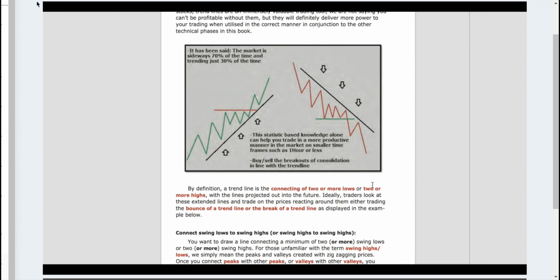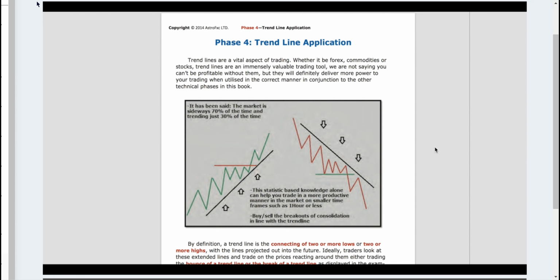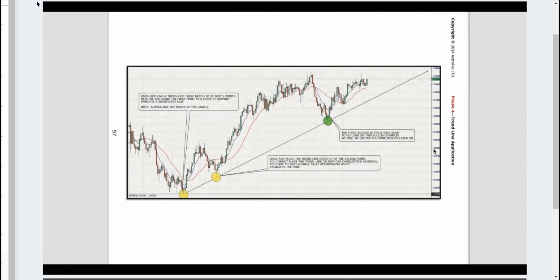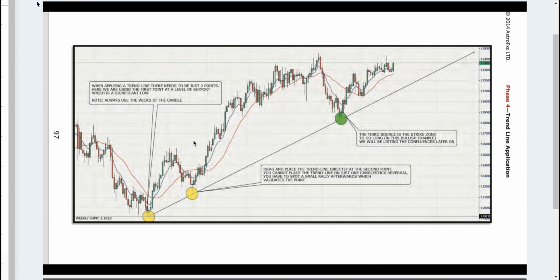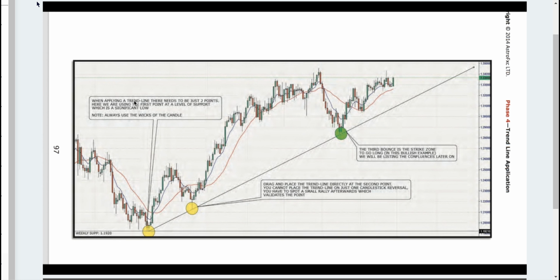But if I can just pull up the book, okay, so trendline application. Now, trendlines, yes, they can be used on other markets as well, such as gold, such as oil, okay? Same concepts, same price action. If we look at this image over here, I've gone through this in video 1. When applying a trend line, there needs to be just 2 points. We are using the first point at the level of support, which is a significant low in this case, always use the wicks. Remember, again in the book, so you can study these videos alongside the book. That's what the course is all about.